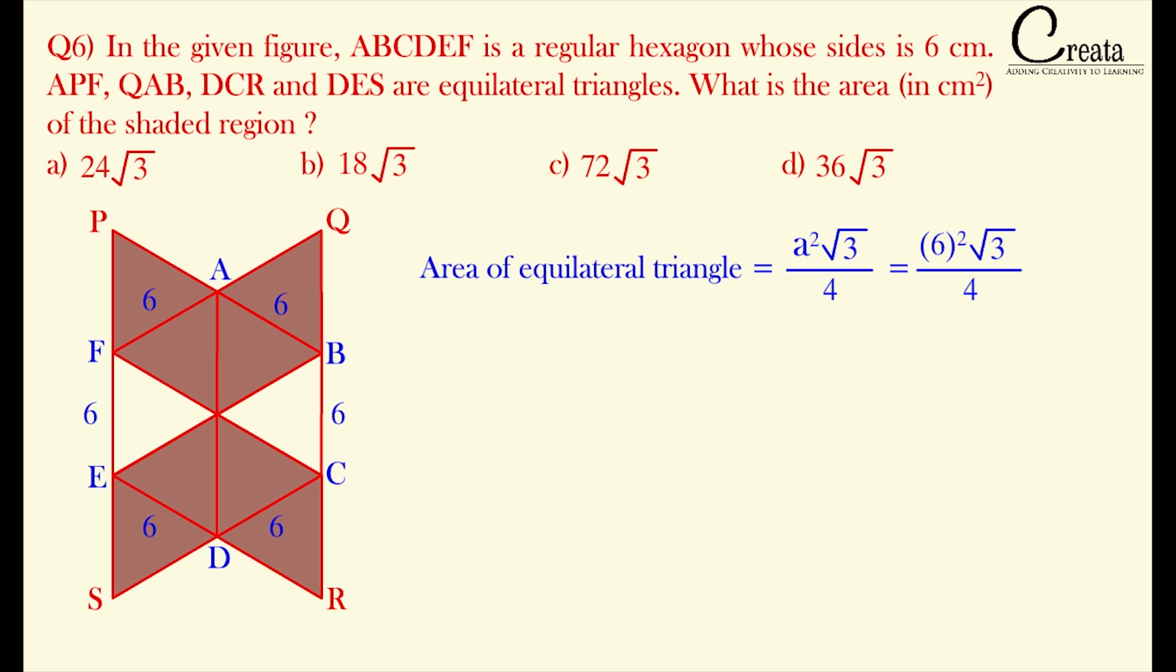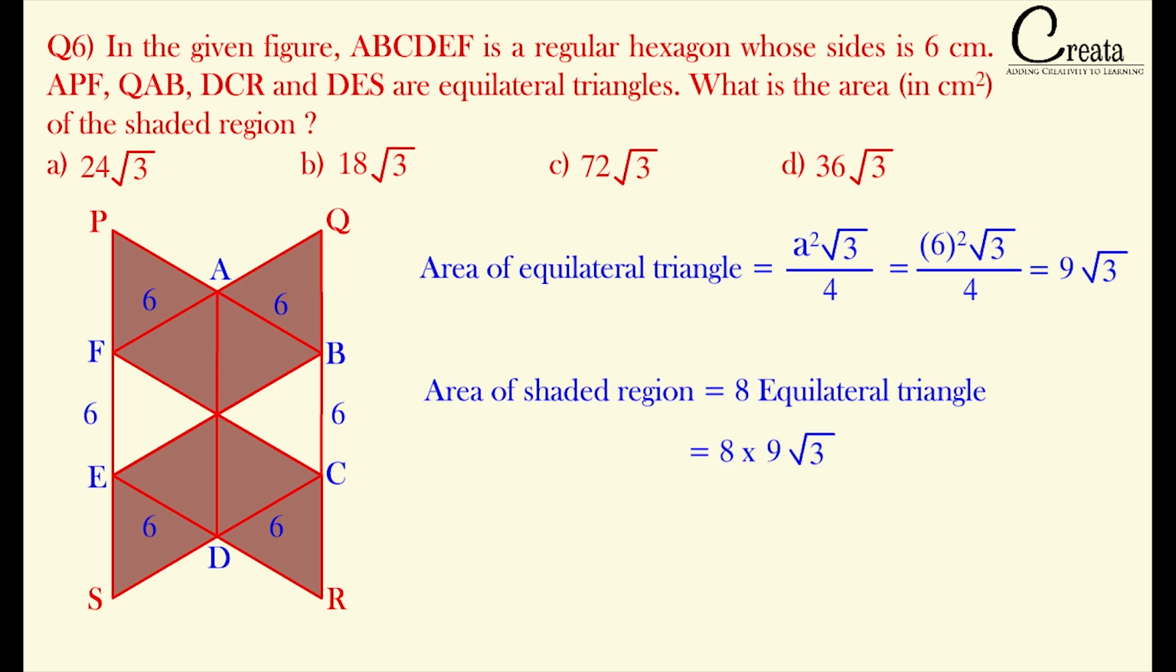We got the area of a single equilateral triangle as 9 root 3 cm square. We got the area of one equilateral triangle. So let's calculate the area of the shaded region, that is 8 equilateral triangles, as 8 into 9 root 3. We got the answer as 72 root 3 cm square. That is the answer to the question.